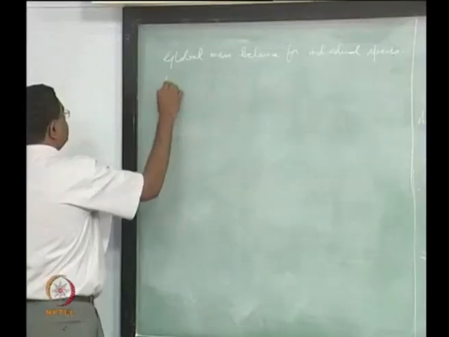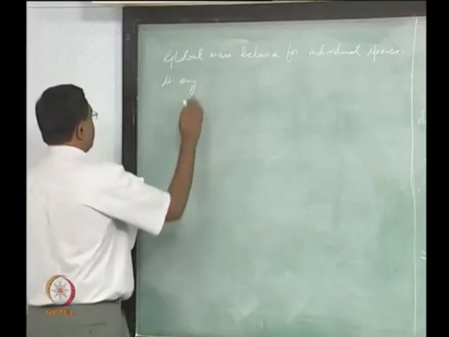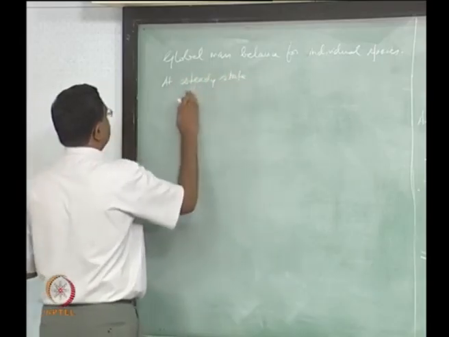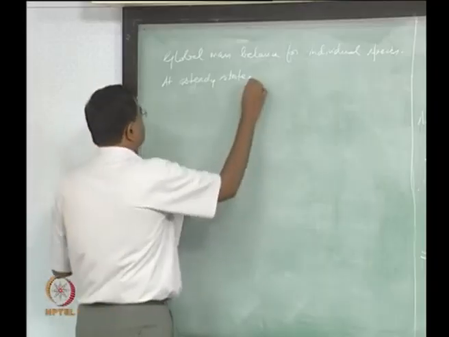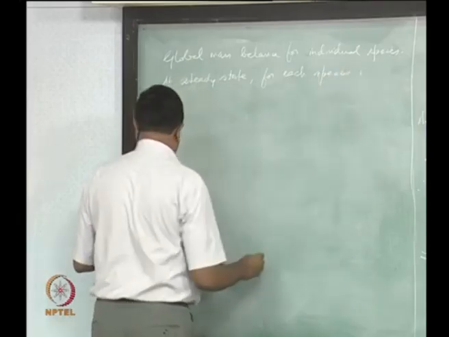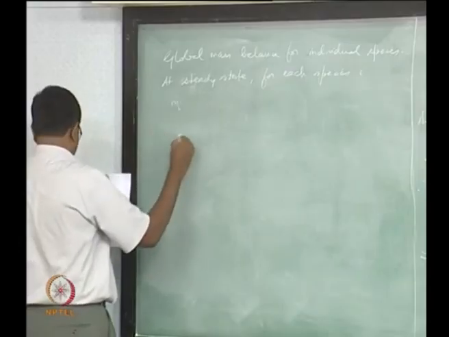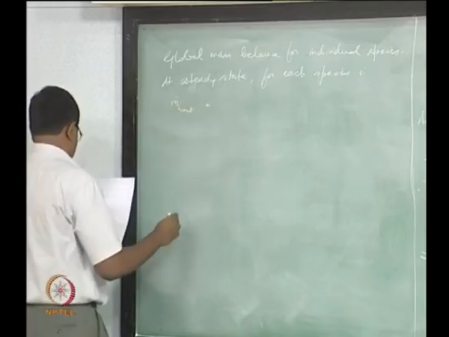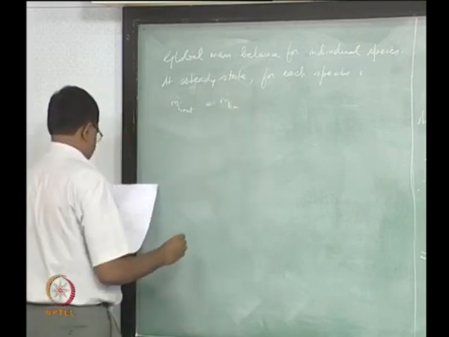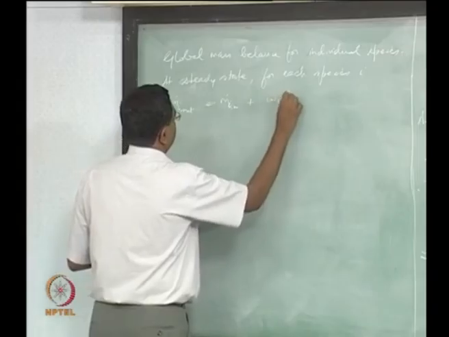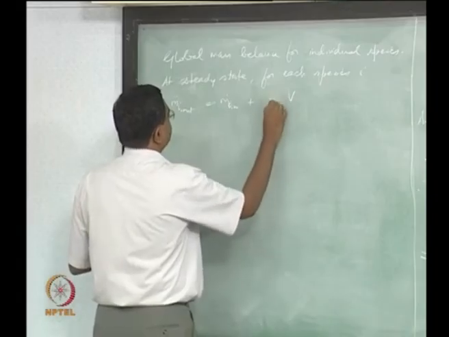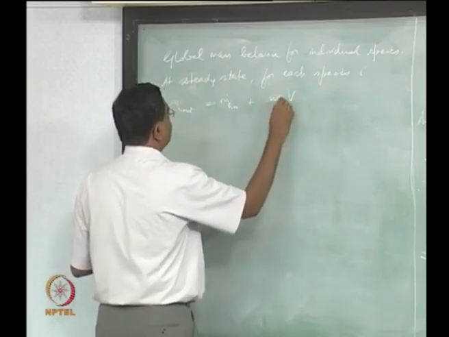So at steady state, for each species i, m dot i out equal to m dot i in plus omega i times V. Oh, I'm sorry, made a mistake. We will now use w i.